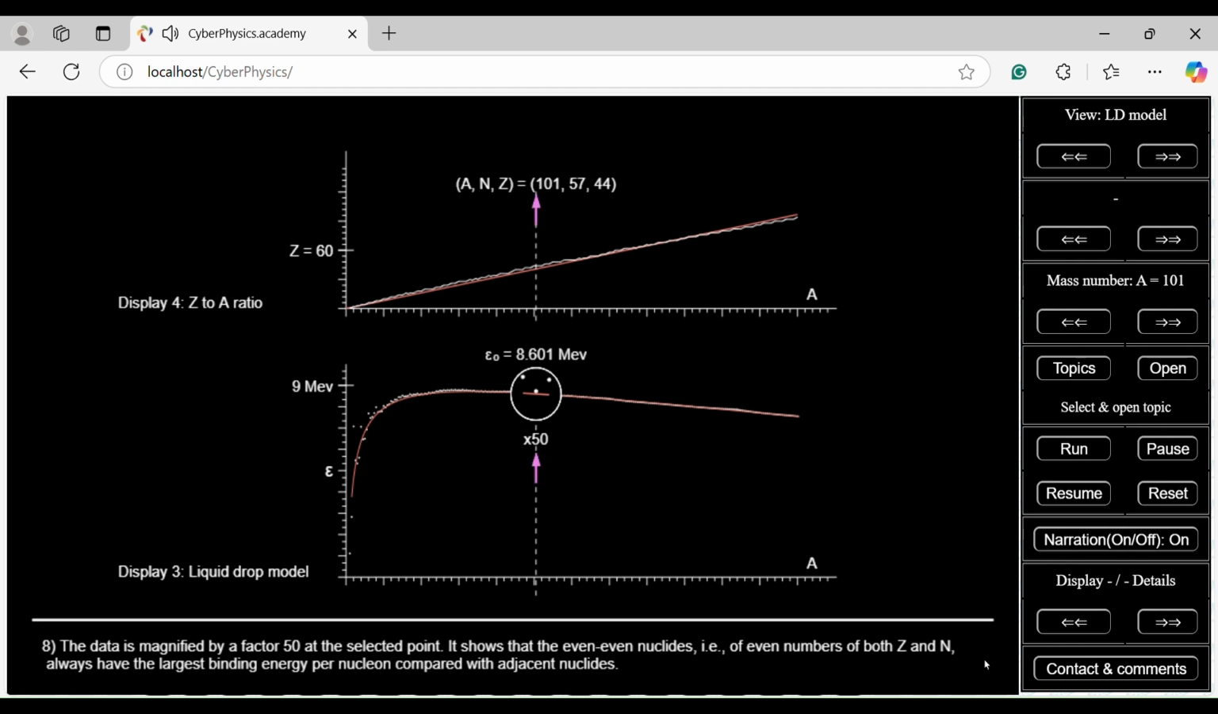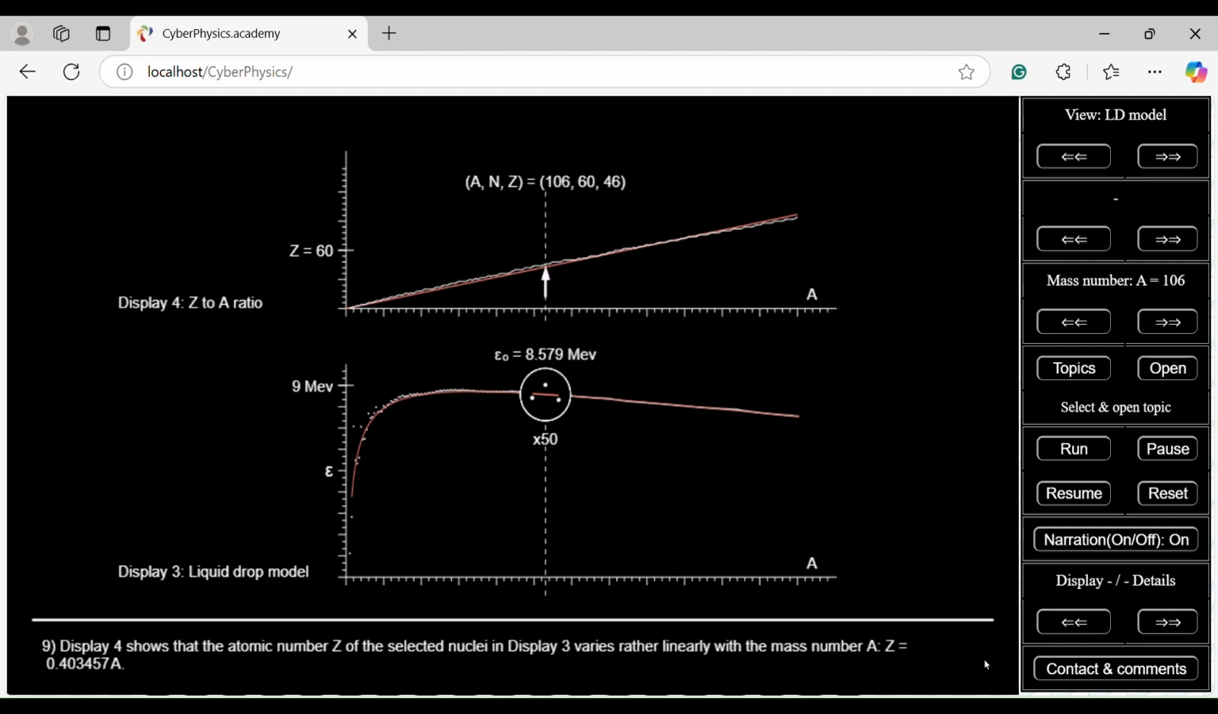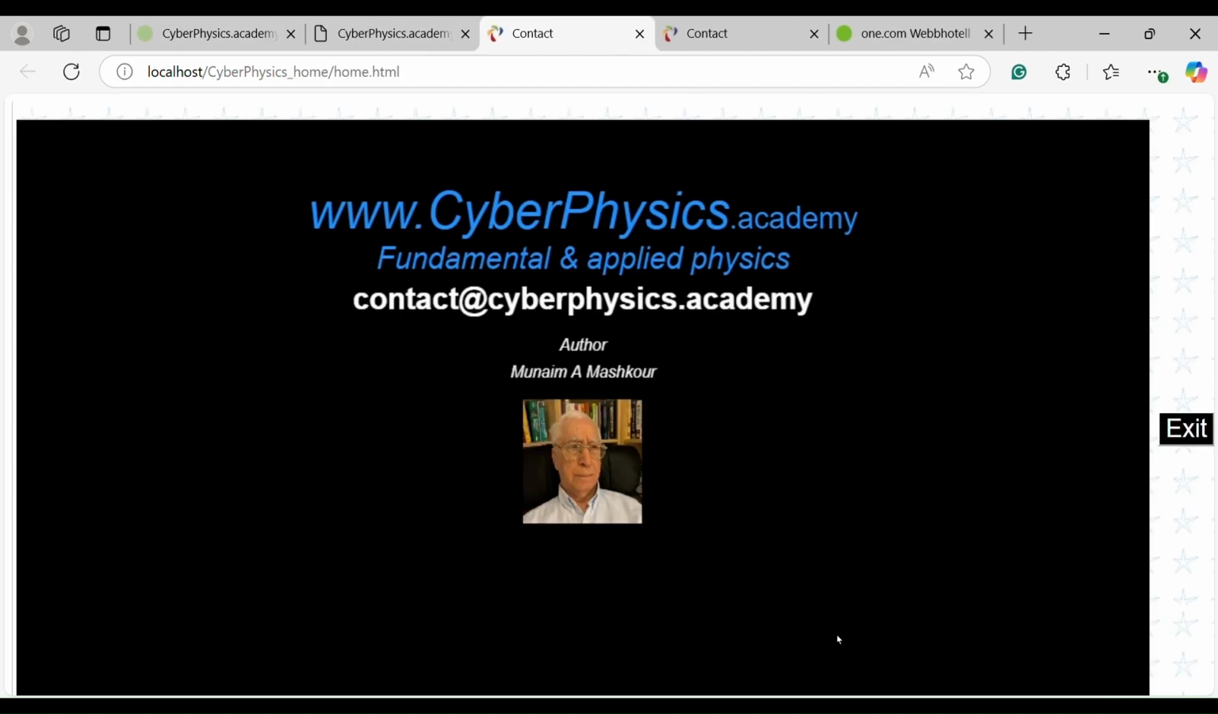It shows that the even nuclides, that is, of even numbers of both Z and N, always have the largest binding energy per nucleon compared with adjacent nuclides. Display 4 shows that the atomic number Z of the selected nuclei in display 3 varies rather linearly with the mass number A.